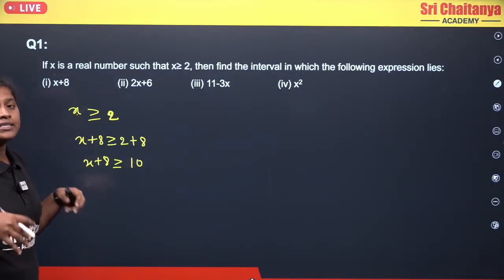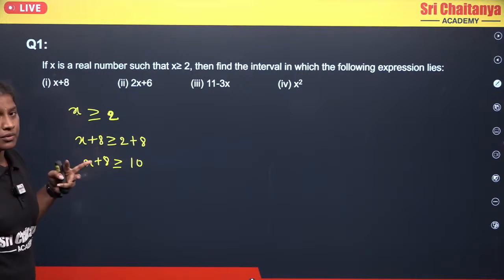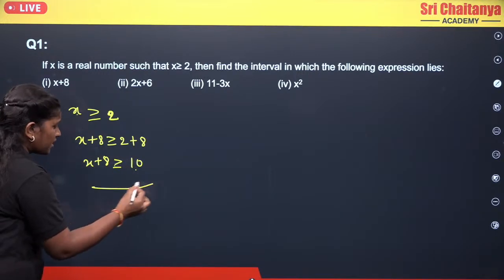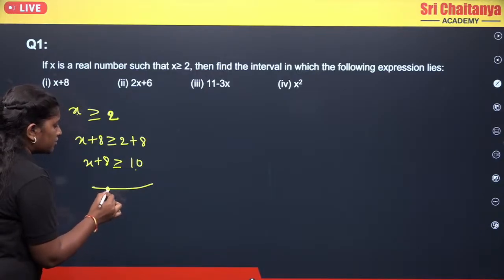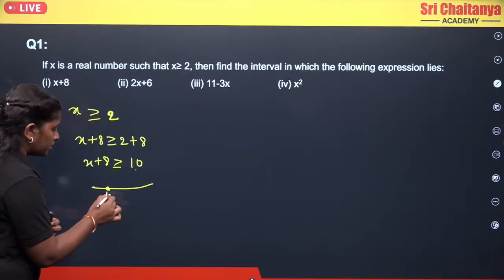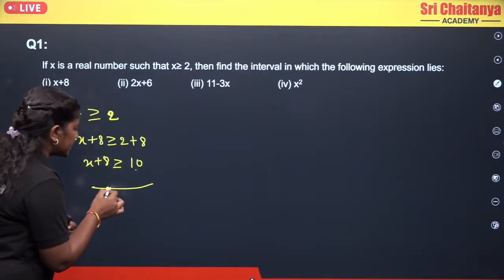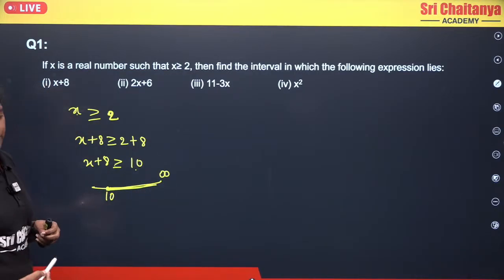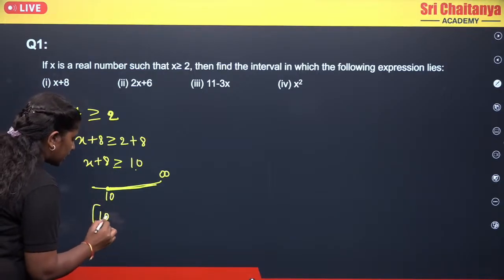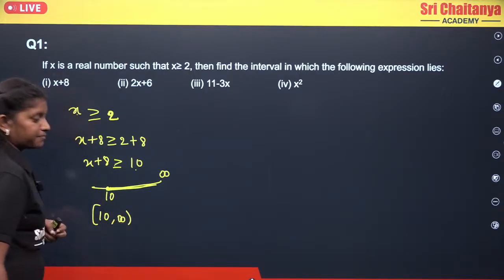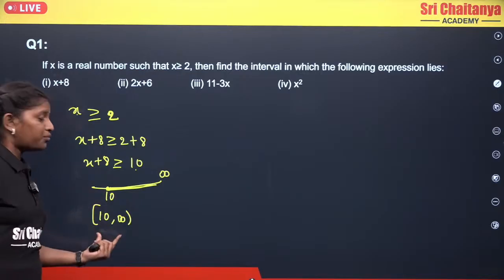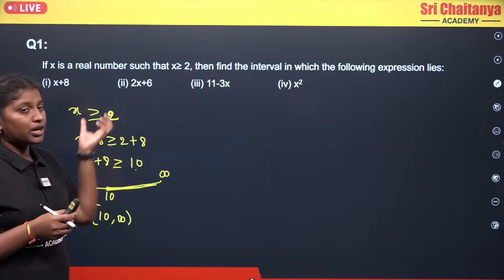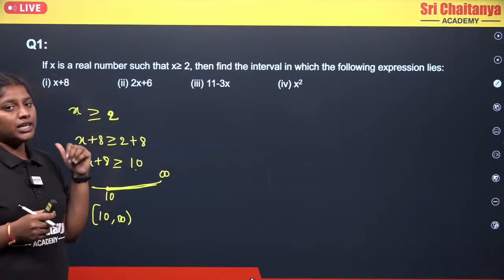Now just represent that in the form of an interval. How can we represent it? We have greater than or equal to 10. On the number line, I am darkening the 10 point, the endpoint, and it is greater than, so it can be anything up to positive infinity. So that becomes your 10 comma infinity. This is how we give the interval for the given inequalities.